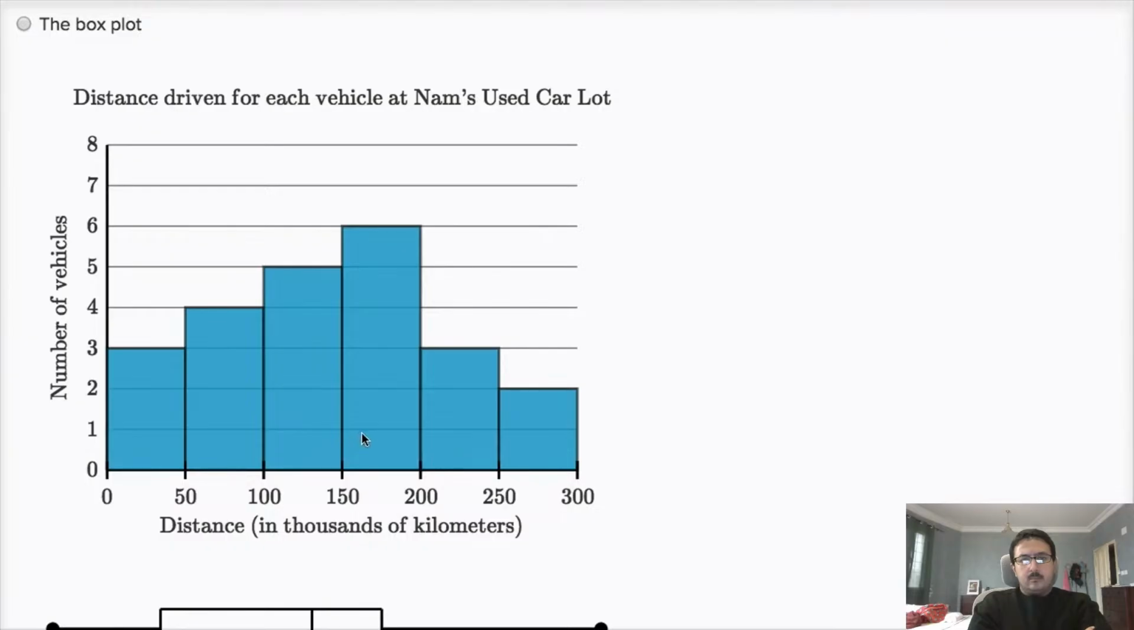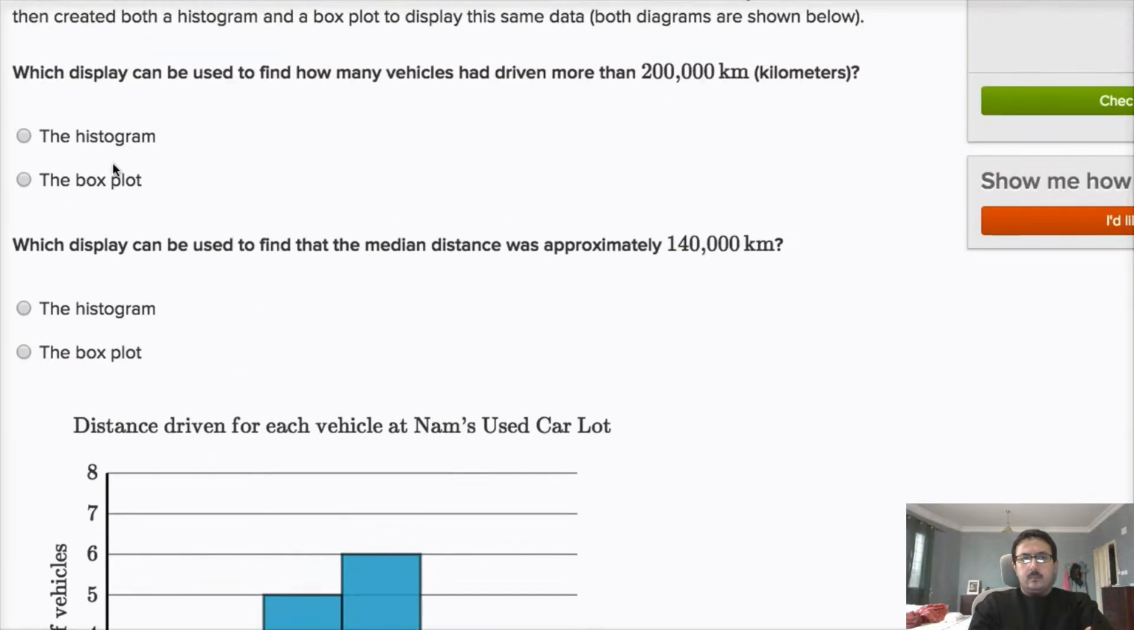So it looks like here in this histogram, I have 3 vehicles that were between 200 and 250, and then I have 2 vehicles that are between 250 and 300. So it looks pretty clear that I have 5 vehicles, 3 that had a mileage between 200,000 and 250,000, and then I had 2 that had mileage between 250,000 and 300,000. So I'm able to answer the question. 5 vehicles had a mileage more than 200,000. And so I would say that the histogram is pretty useful.